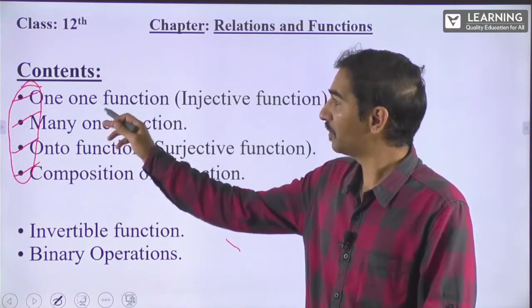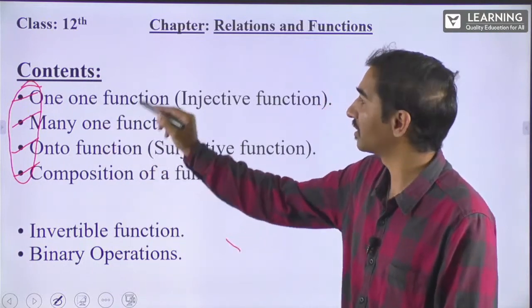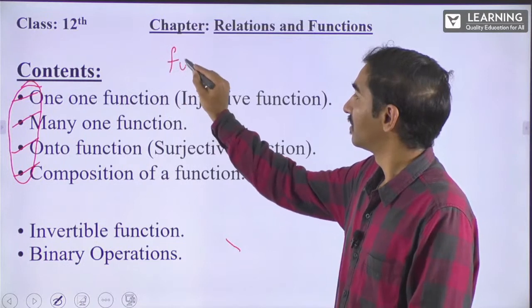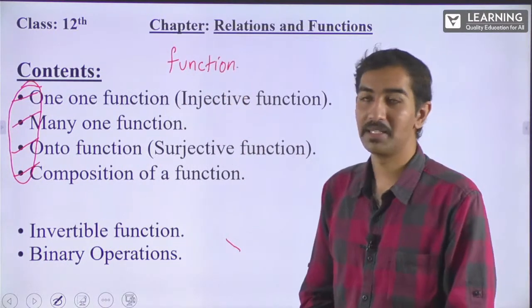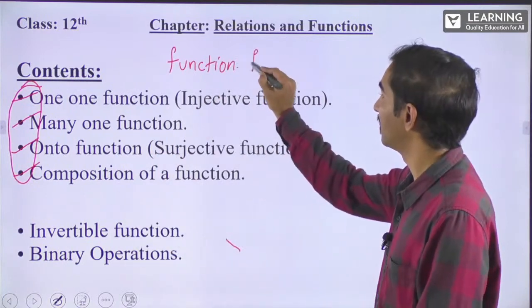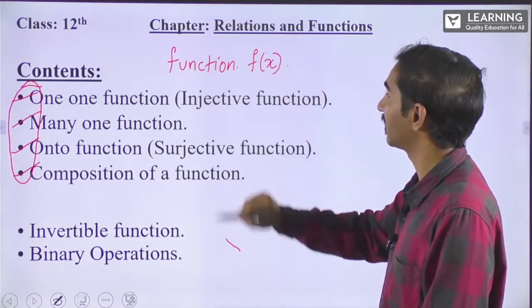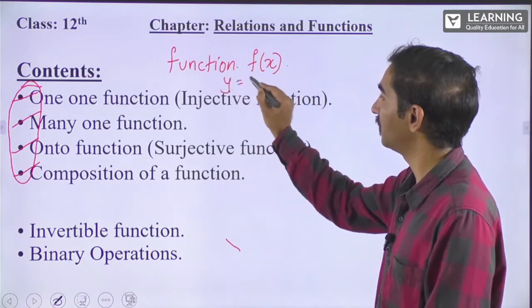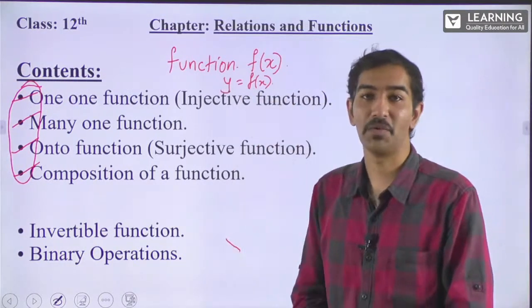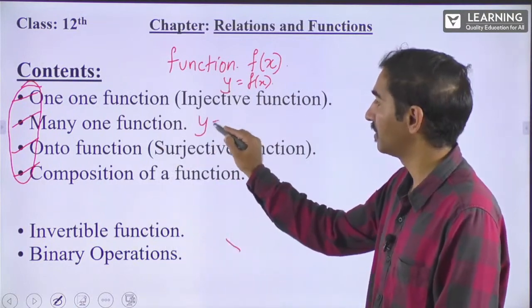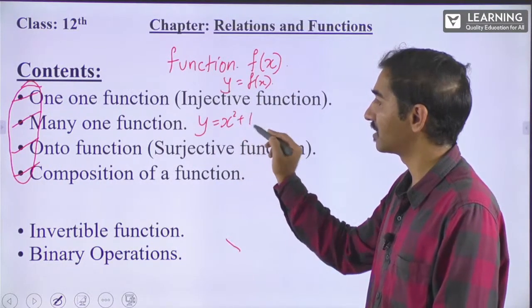So before we start with one function, let us see just what is a function. How is it represented? Function is represented as f of x, correct? And y will be equal to f of x. So f of x means any function of x. For example, y is equal to x square plus 1. So this is a function of x, correct?